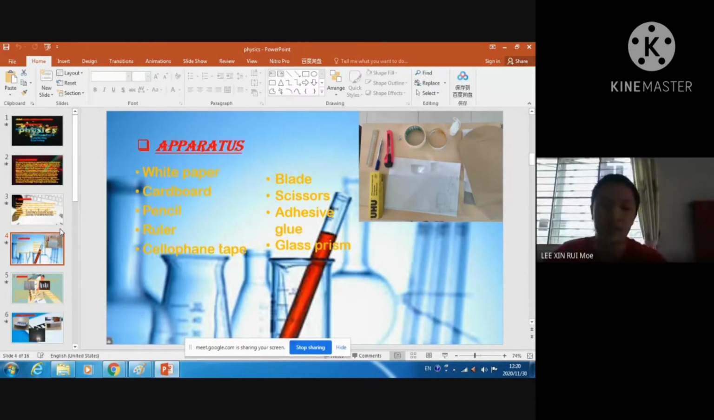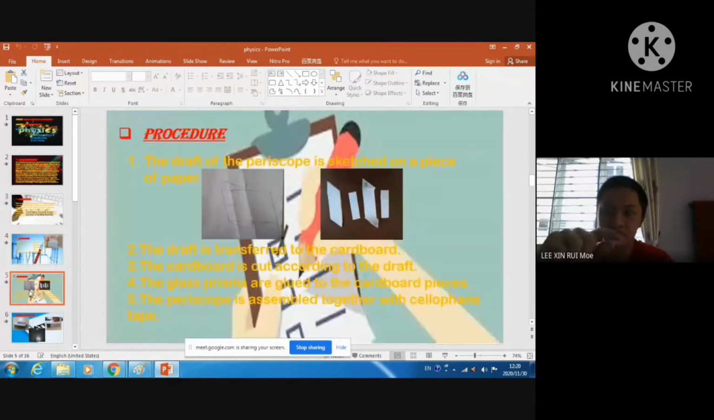Also, this is the apparatus we use for this periscope model: white paper, cardboard, pencil, ruler, cellophane tape, plate, scissors, adhesive glue, and glass prism. Well, we don't have the 45-degree glass prism, so we are using the 60-30-degree glass prism.